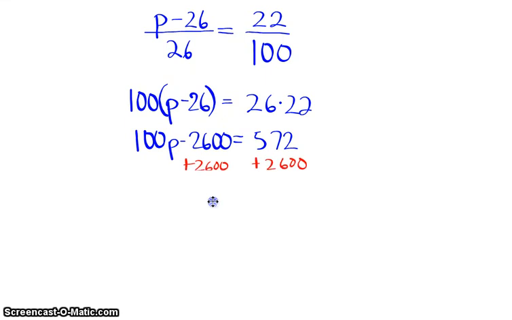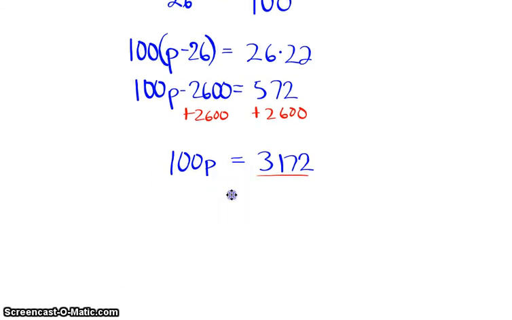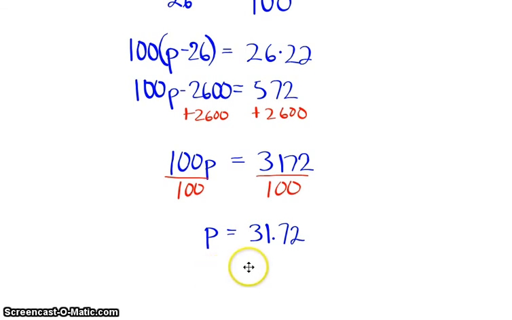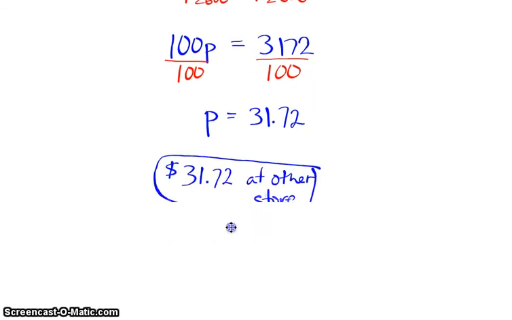Then we're going to add 2,600 to both sides, and you get 100p equals 3,172. Then we're going to divide both sides by 100, and you end up with p equaling 31.72, which means that those pair of jeans at the other store cost $31.72. Okay?